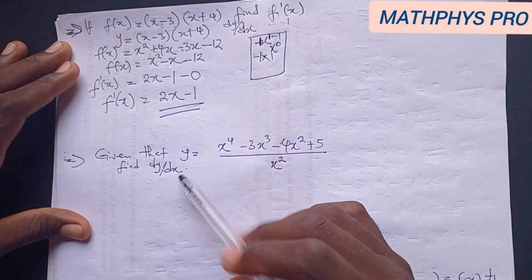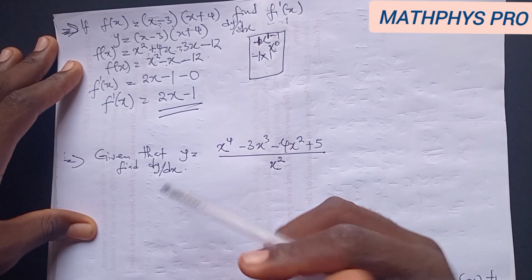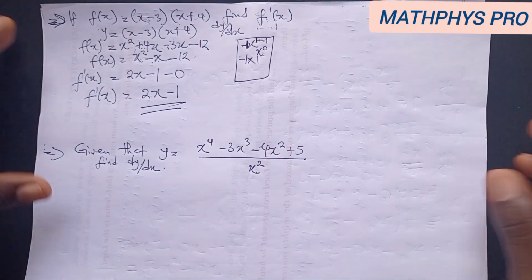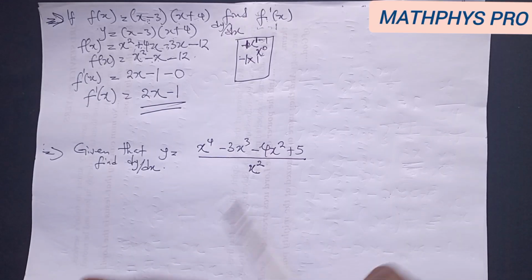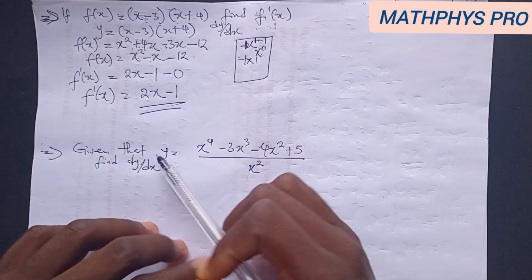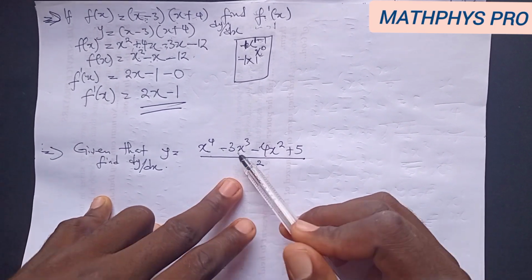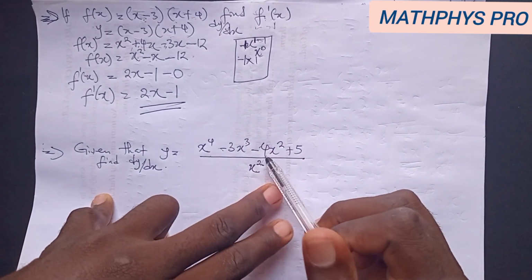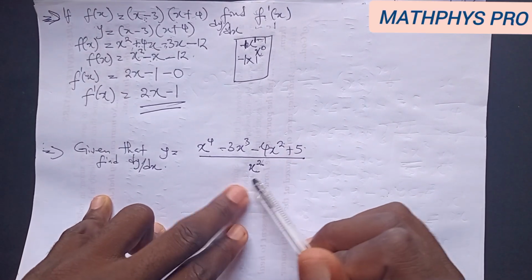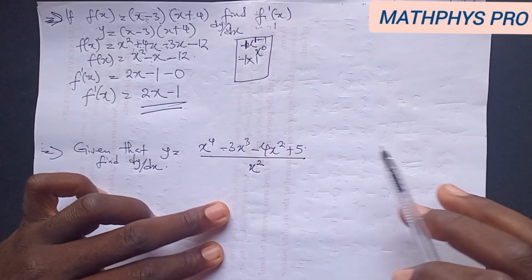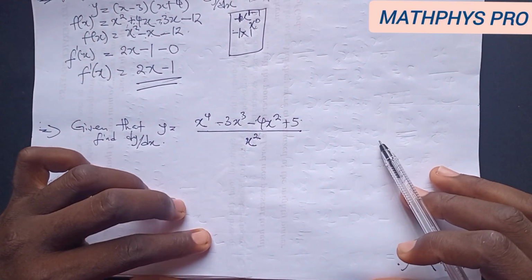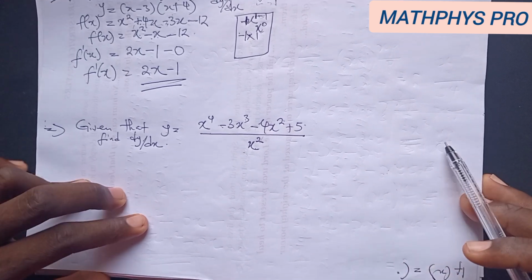So now another question. I want you to feel free to pause the video and work on this question by yourself. That's how you learn quickly. So the question says that given that y is equal to x raised to the power 4 minus 3x cubed minus 4x squared plus 5, all divided by x squared, find dy/dx.